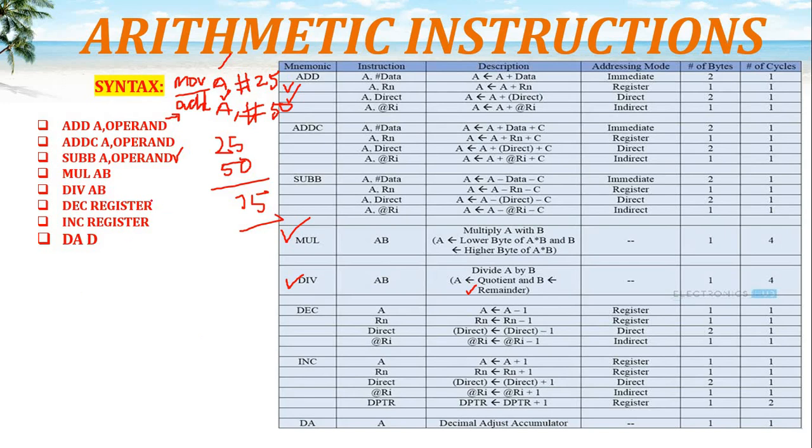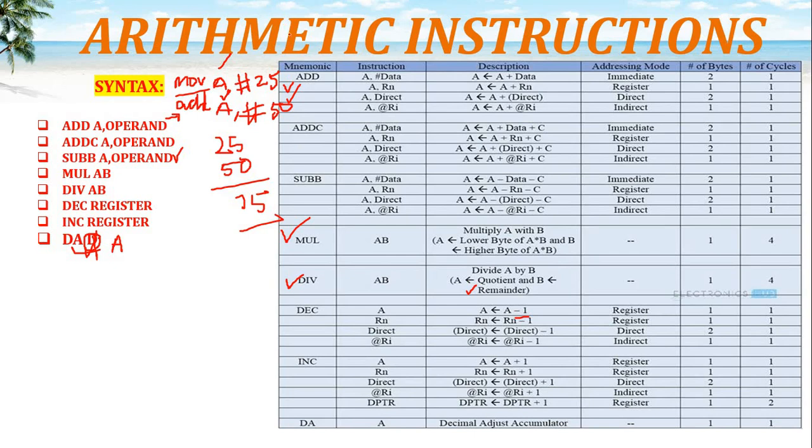Okay, next one is the decrement register. Decrement is that I'm going to decrease the value, so it is using a minus. If I'm incrementing, then it is plus. Next one, what is this DAD? It is the decimal adjust accumulator. If I'm getting any decimal value and I need to round it off, I can use this decimal adjust accumulator. Okay, this is not DAD, this is DAA, decimal adjust accumulator. Not D. These are some types of arithmetic instructions.